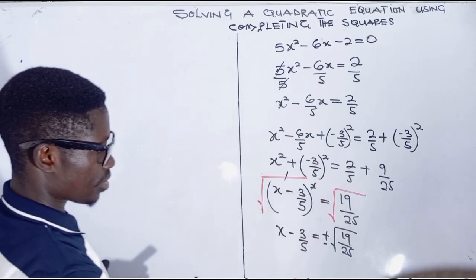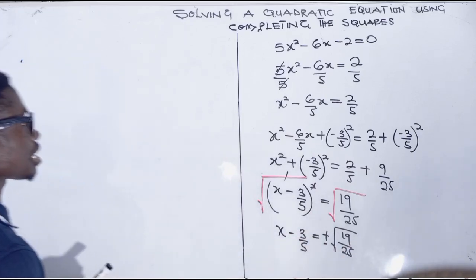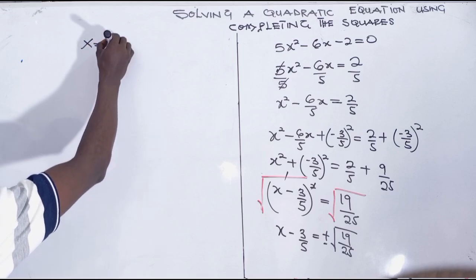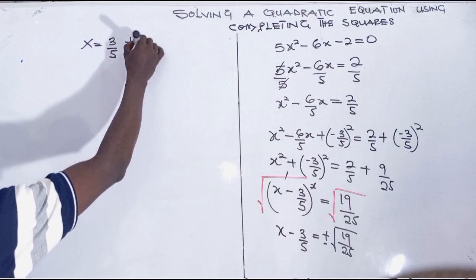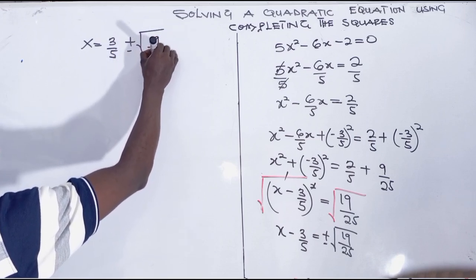So we want to look for the value for x. So let's transpose the whole of this to the right hand side of the equation. So we are going to have our x is equal to 3 over 5 plus or minus square root of what? 19 all over 25.